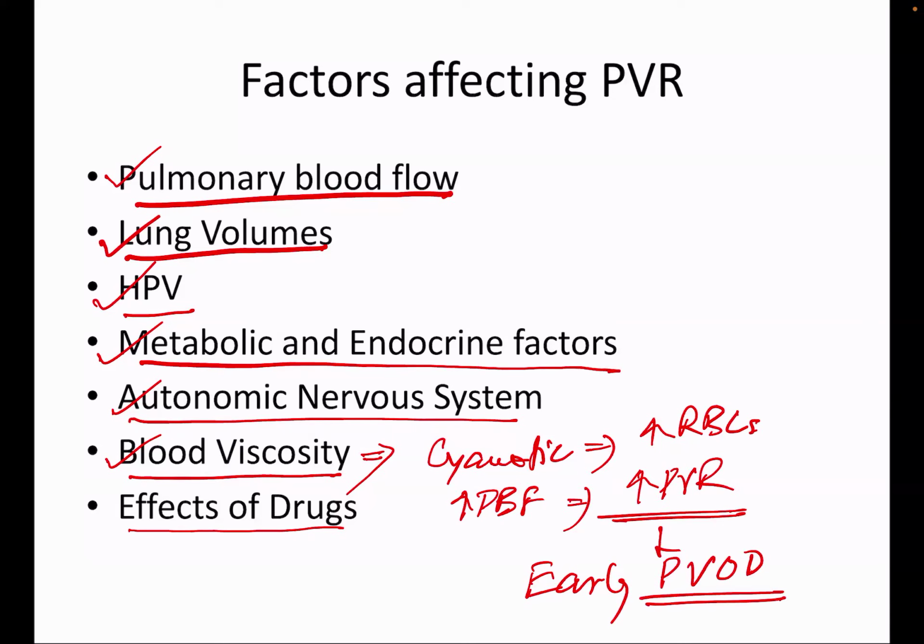So then comes the effect of drugs. Pulmonary vasoconstrictors are mostly adrenaline, noradrenaline, adenosine. As we all know, we should be careful if we are using adenosine. Other pulmonary vasodilators are nitric oxide, milrinone, sildenafil, and other endothelin receptor antagonists and soluble guanylyl cyclase analogs, all these drugs.